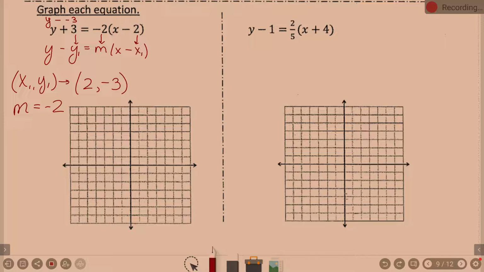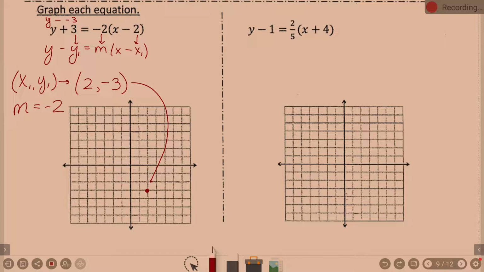Okay. Start by graphing the point. How do we graph the ordered pair 2, negative 3? You go to the 2 mark. First number, left or right. So this is an ordered pair, so we're going to go over 2, down 3. Hold on. That right there is this point, okay?